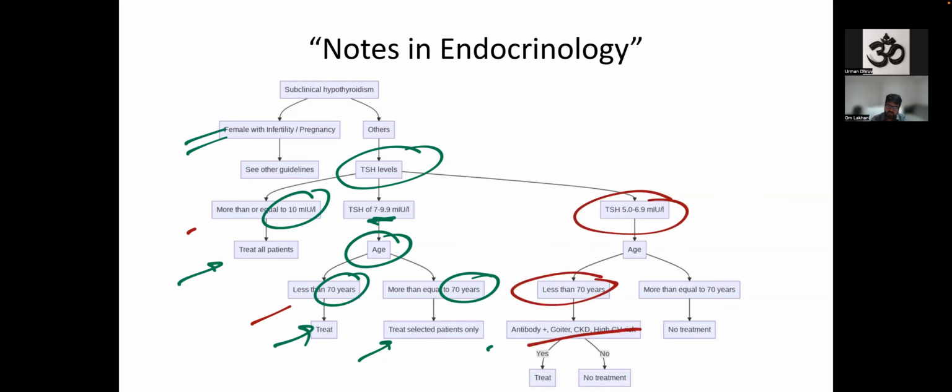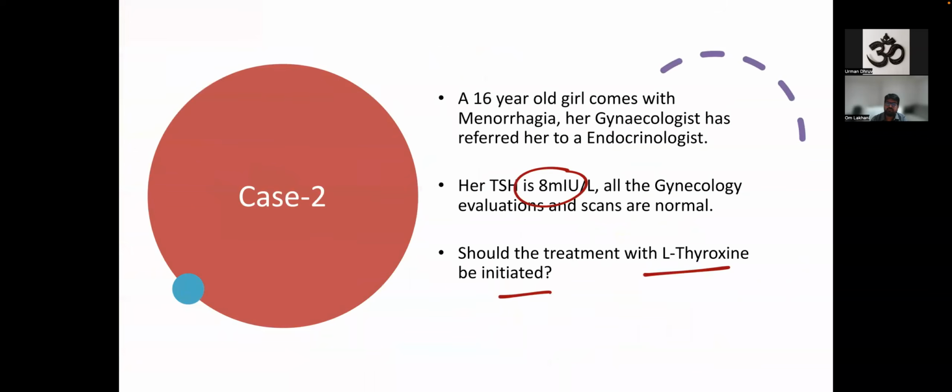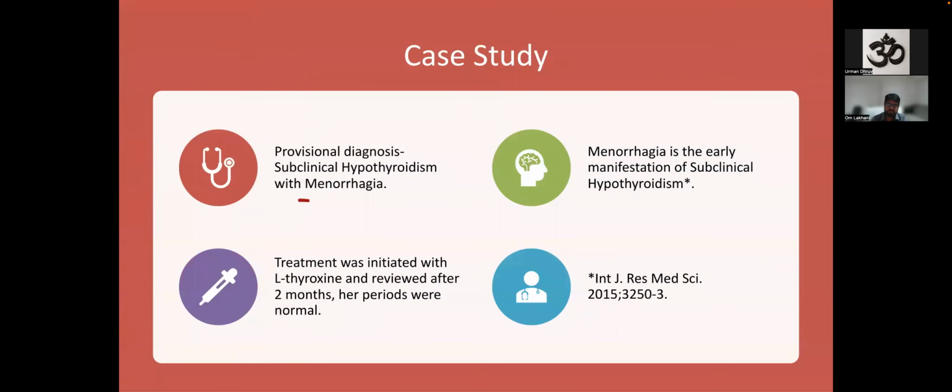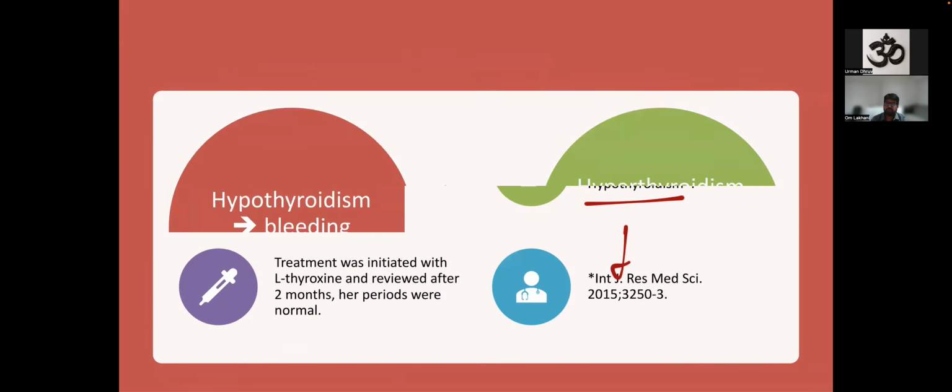Now, this is where the issue of symptoms comes in. If the patient is symptomatic, or has increased cardiovascular risk, or has a goiter, or has chronic kidney disease, or has anti-TPO or anti-TG antibody, then you should treat this patient. This patient clearly is symptomatic because she has menorrhagia, and perhaps in this situation treatment would be beneficial. So in this case, we have given a provisional diagnosis of subclinical hypothyroidism with menorrhagia. Menorrhagia is an early manifestation of subclinical hypothyroidism, as you see in this journal article. She was started on levothyroxine treatment, and her menorrhagia eventually reduced. This is an important nuance point.